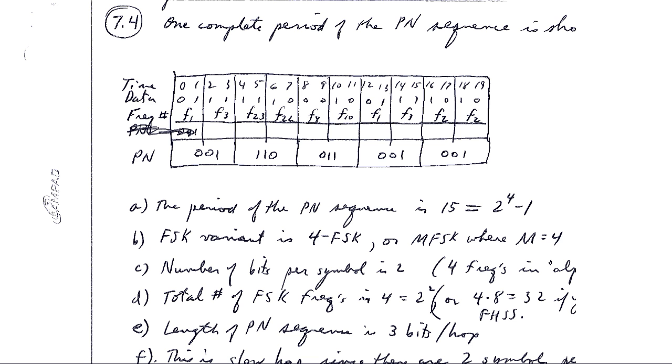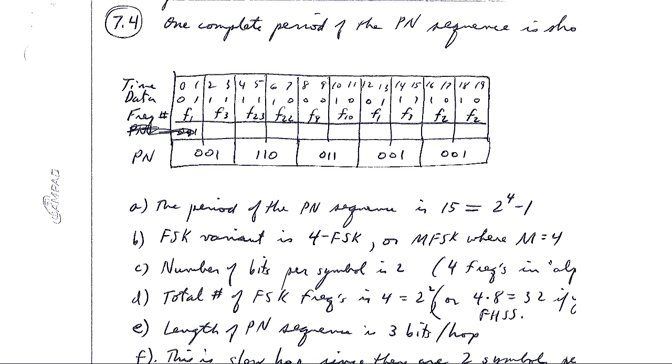Part C asks, what is the number of bits per symbol? And we can see it's 2 bits per symbol, FSK symbol. These are FSK frequencies. Okay, number of bits is 2 per symbol. That is, we have 4 frequencies in the alphabet. Part D asks, what is the number of FSK frequencies? And I'm going to answer this with 4, which is 2 squared.